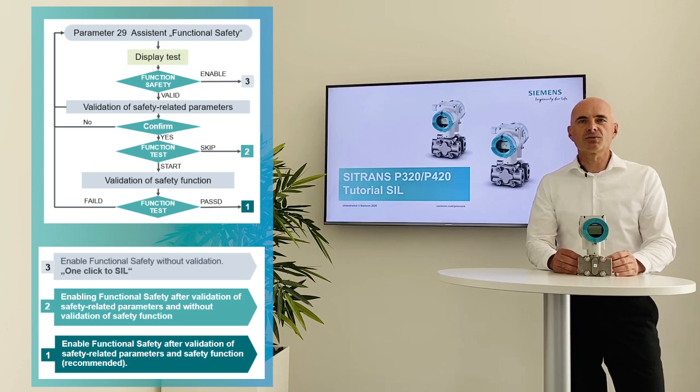Number 3, activate functional safety without validation, also known as one-click to SIL. Number 2, activation of functional safety after validation of safety-related parameter and without validation of the safety function. Number 1, activate functional safety after validation of safety-related parameters and safety function. This is the recommended method.